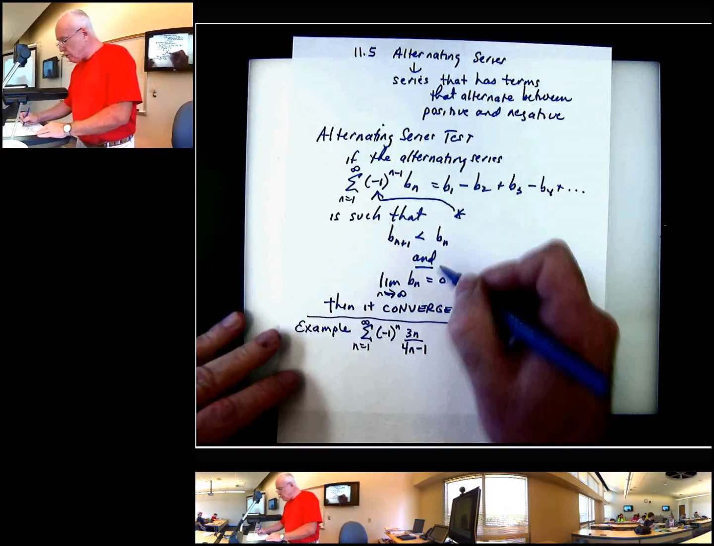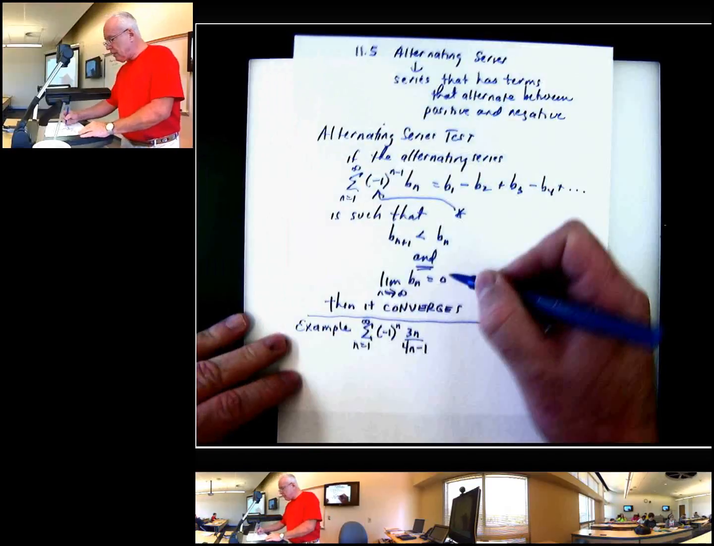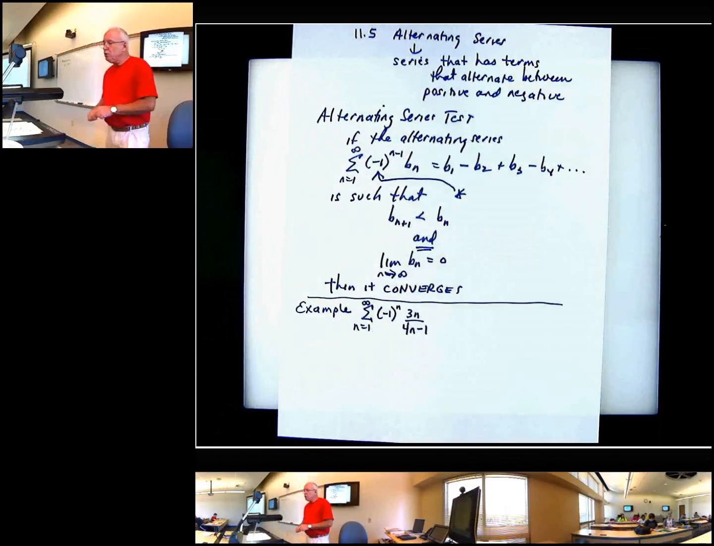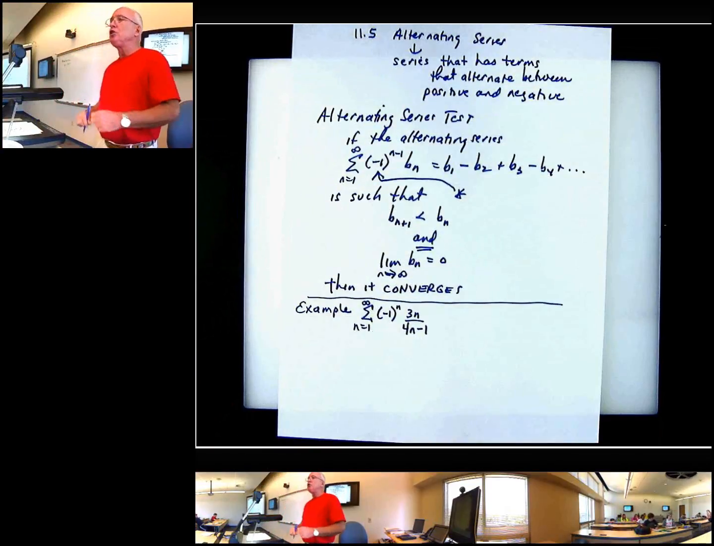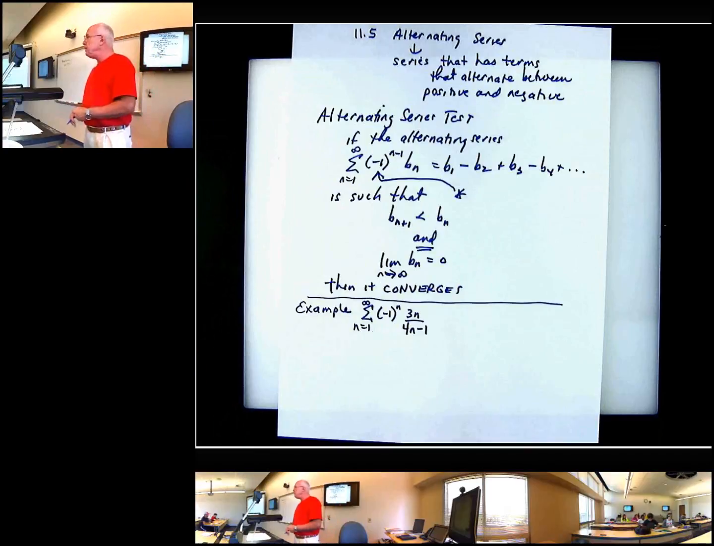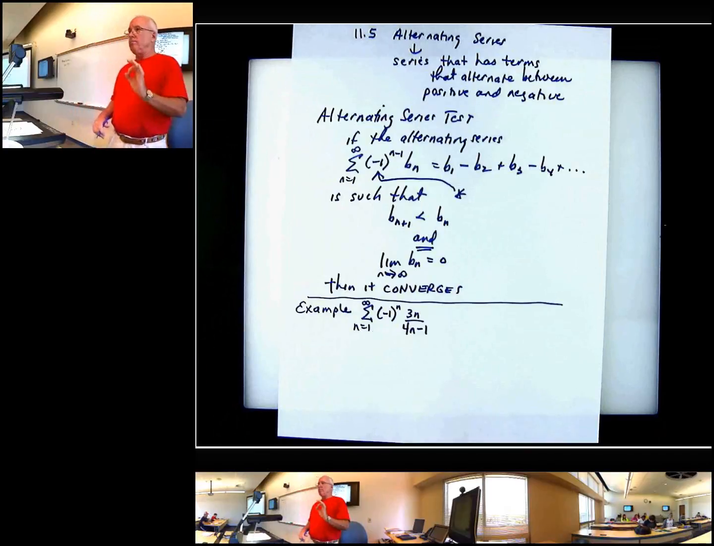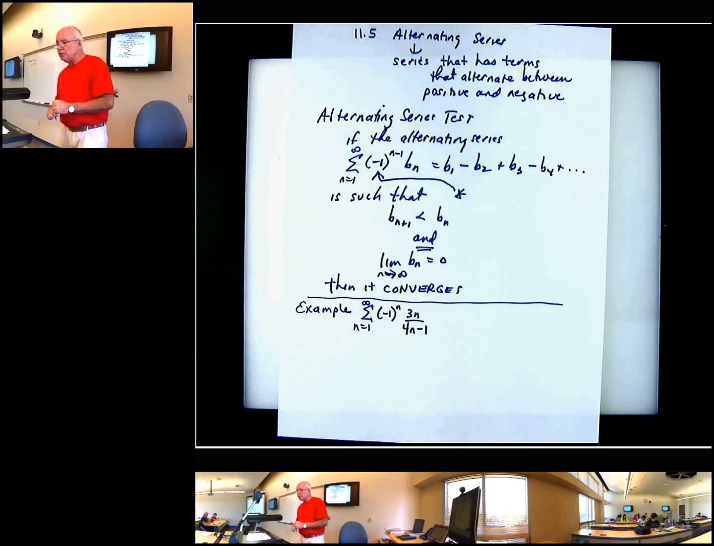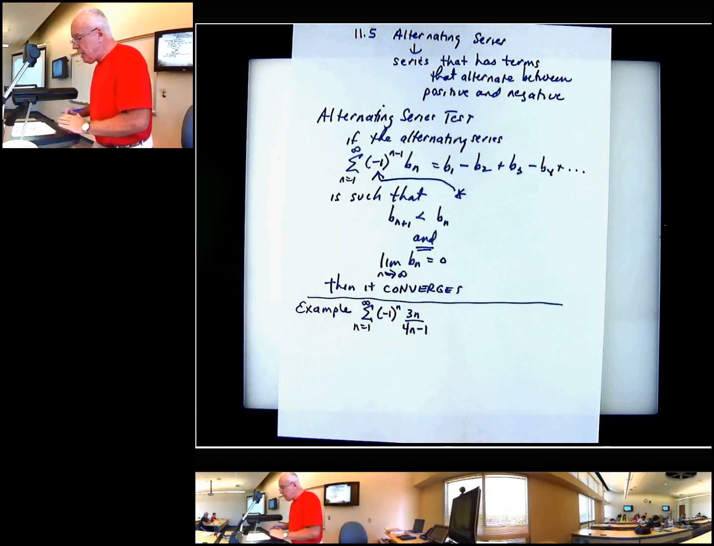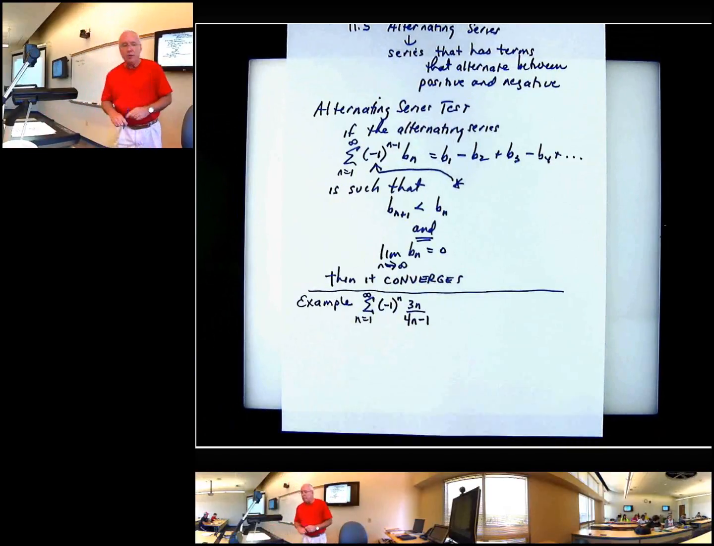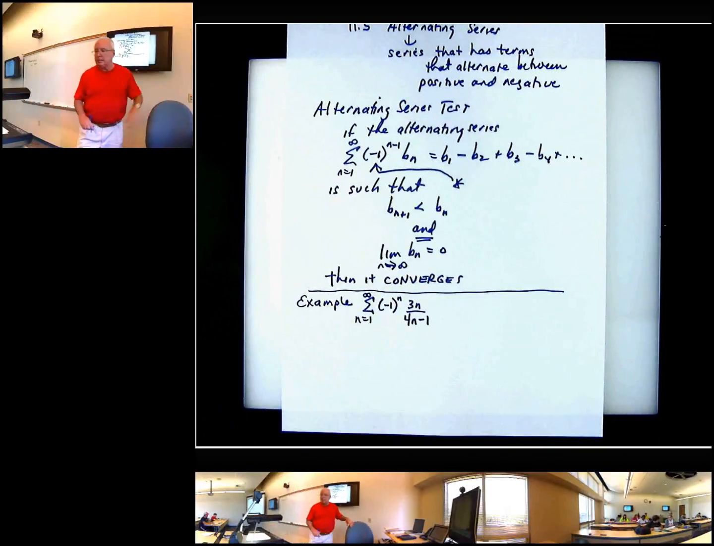And then also you have to have this condition too, that these b sub n terms, as n gets bigger and bigger, go to 0. All right, so those are the two conditions for this alternating series. And if both of those are met, then we can say that the series converges.